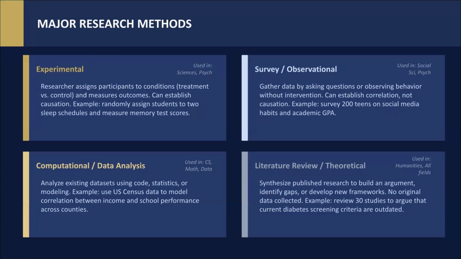And then we have literature review/theoretical. This is used in the humanities and the majority of fields. So synthesize published research to build an argument, identify gaps, or develop new frameworks. No original data is collected. For example, review 30 studies to argue that current diabetes screening criteria are outdated.